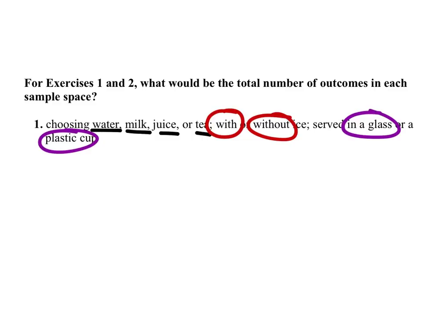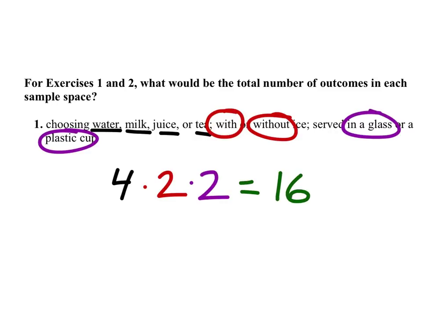So the first thing is we see that you have 4 choices of drink. And then you got 2 choices with either ice or without ice. And then you got 2 choices of cup. If you multiply these, this will tell you how many possible outcomes there are, which is 16 outcomes. Yeah, don't forget the label.